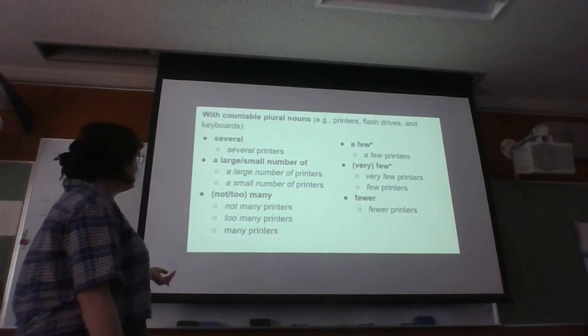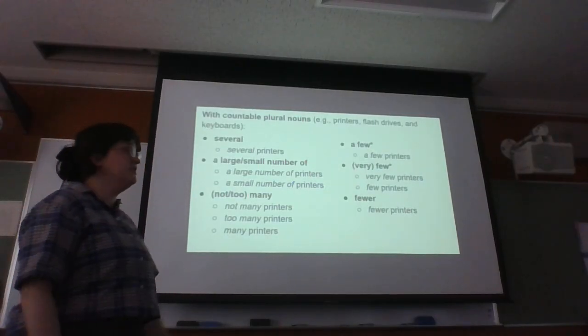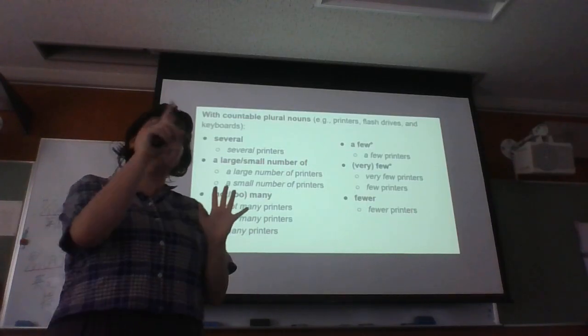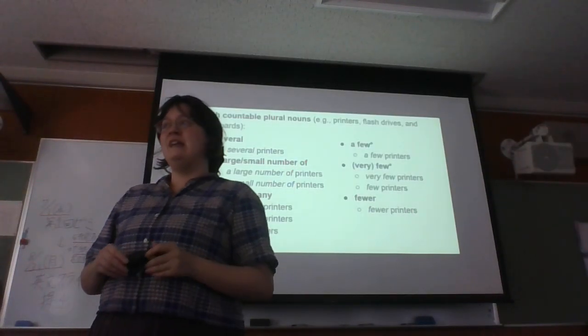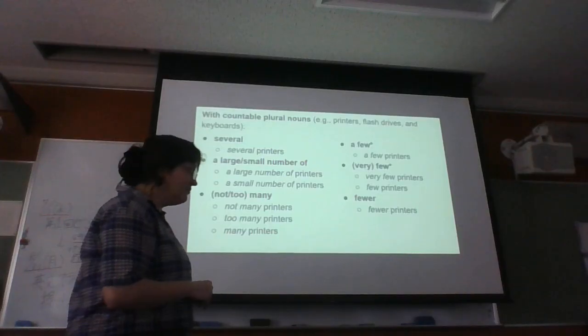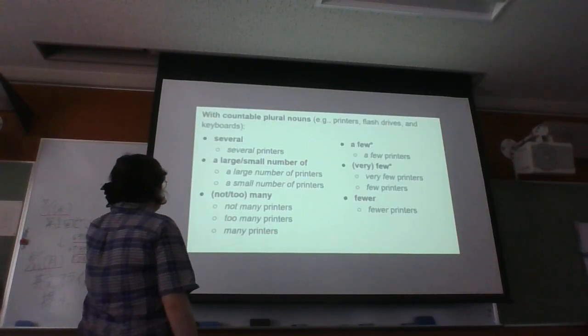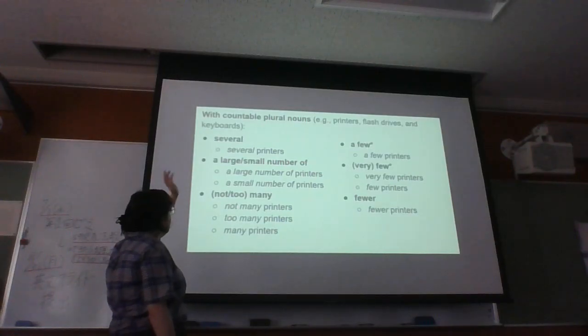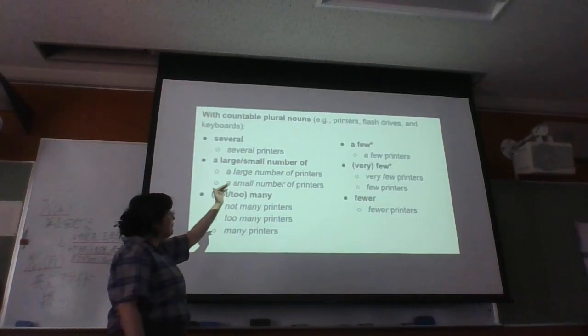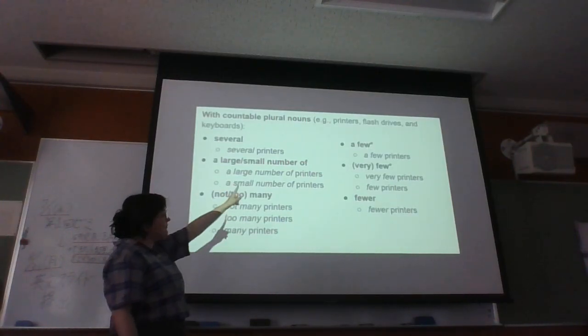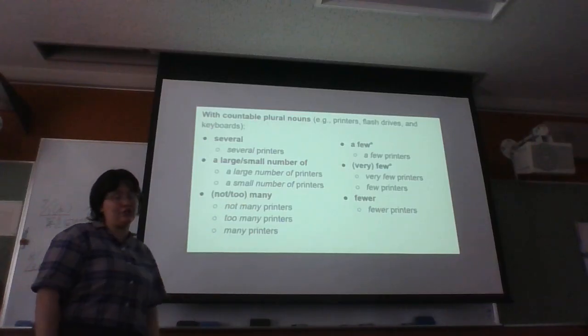Alrighty, next we're going to look at countable plural nouns. So these are nouns that can be counted with an S. So, yes, people is a plural noun. So we have several, a large number of, many, a few, and fewer. We'll talk about few and a few later.